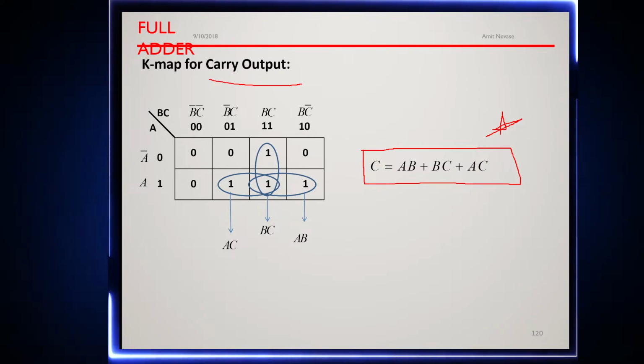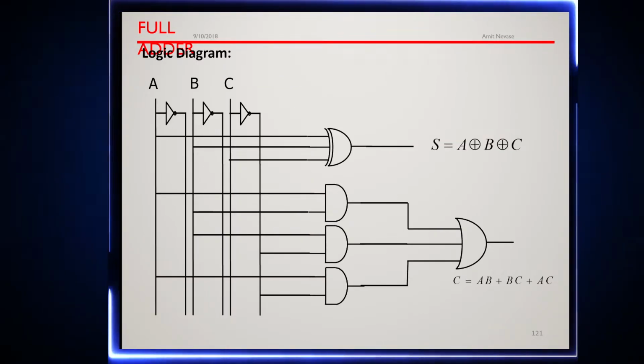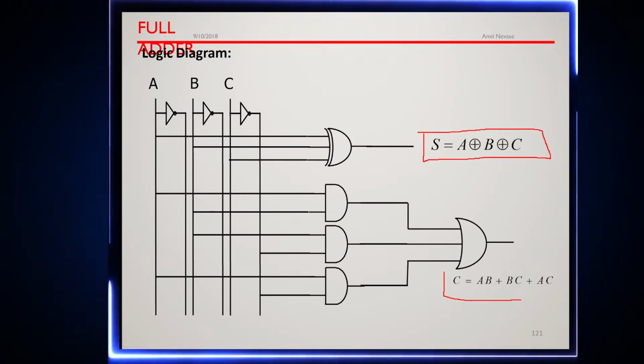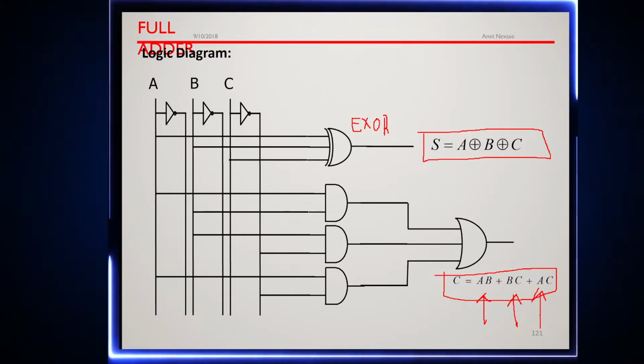Now let's look at the logic diagram. So you can see this is the simple logic diagram. We have drawn this logic diagram based on the carry equation and the sum equation. So the sum is nothing but A XOR B XOR C, right? So in here we will be using a 3-input XOR gate, right? Then we have the carry equation, which is AB plus BC plus AC. That means we would require three AND gates, and then we would OR them together using a 3-input OR gate.